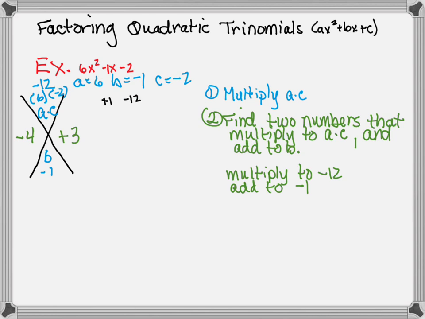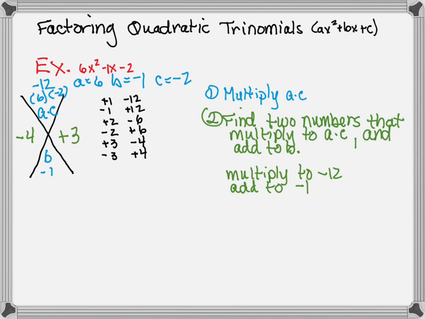So to get negative 12, I could multiply positive 1 times negative 12. Or I could multiply negative 1 times positive 12. Or positive 2 times negative 6. Or negative 2 times positive 6. Or positive 3 times negative 4. Or negative 3 times positive 4. If I were to continue, I'd get to 4, but I already have that, because it's 4 times negative 3, negative 4 times positive 3, and that's the same as having positive 3 times negative 4 and negative 3 times positive 4. So these are all the different pairs of factors.